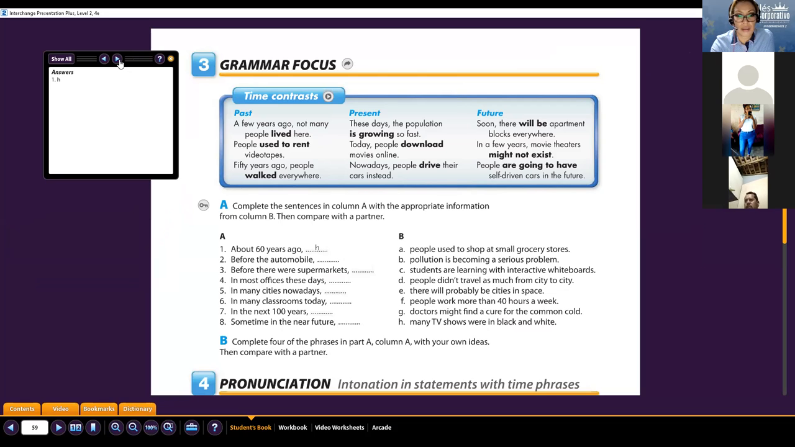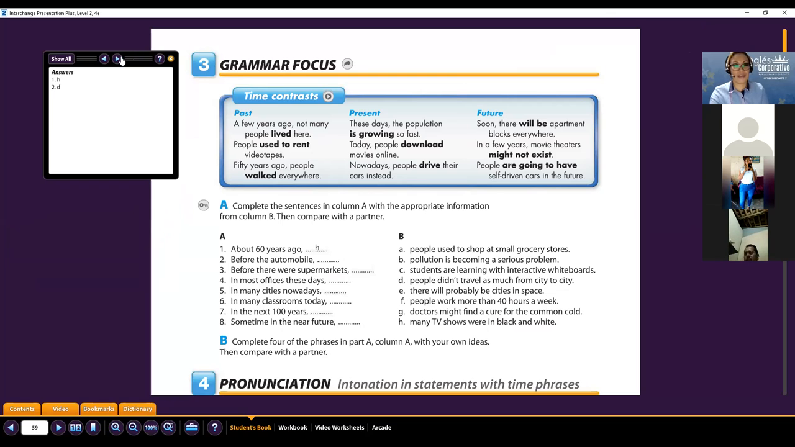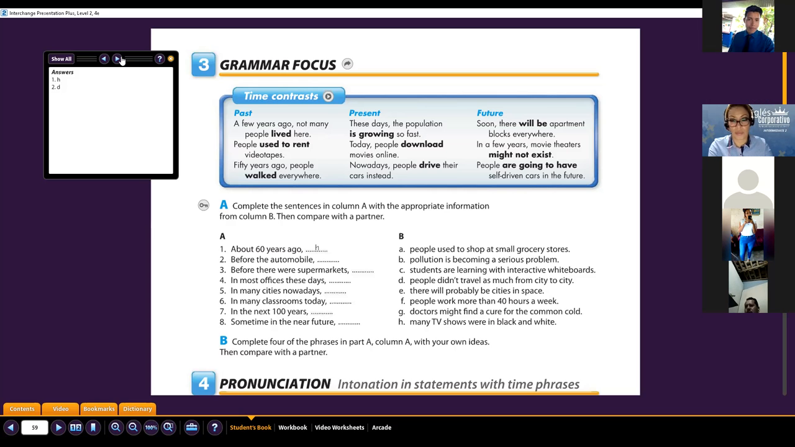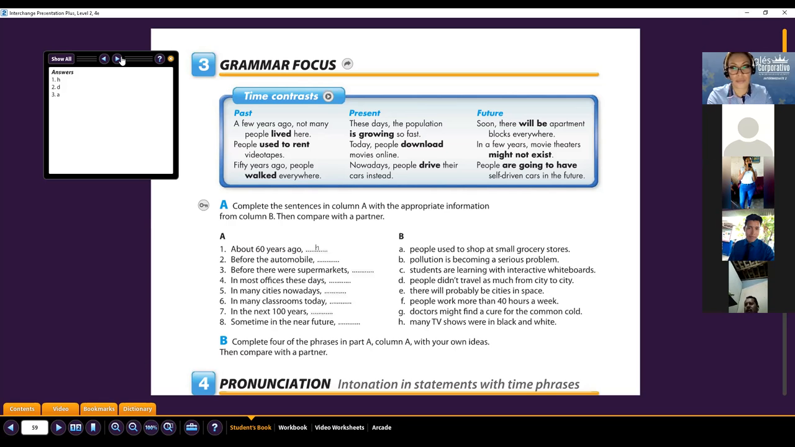Before the automobile, people didn't travel as much from city to city. Yes, exactly right. Excellent. Jesus, number three? Before there were supermarkets, people used to shop at small grocery stores. That is correct. Letter A. Thank you so much. Luis, number four. In most offices these days, people work more than 40 hours a week. That is completely correct. Letter F, number four, it's F.